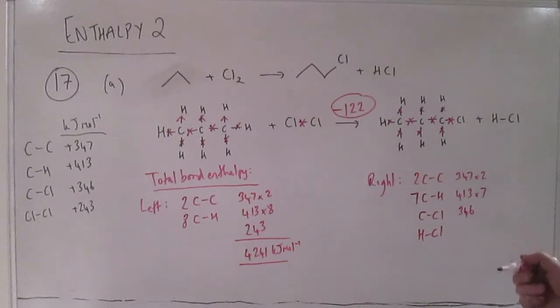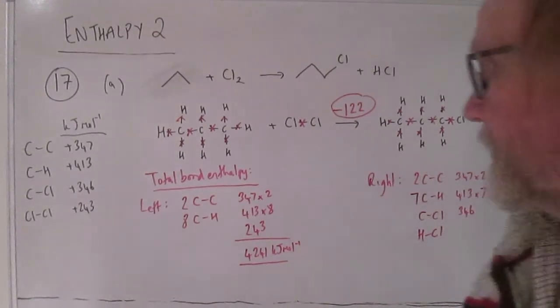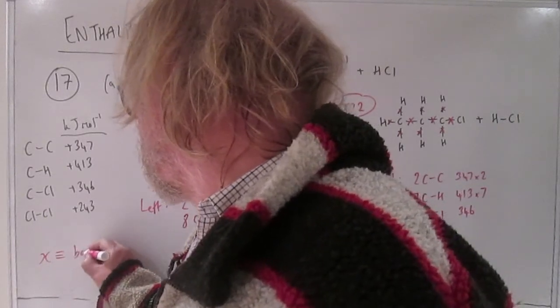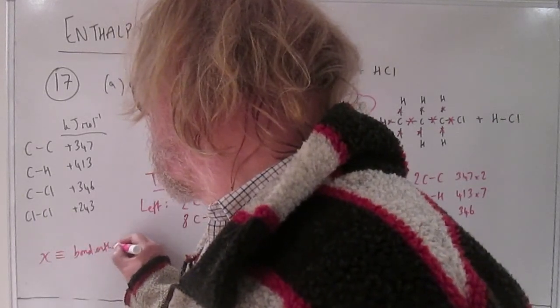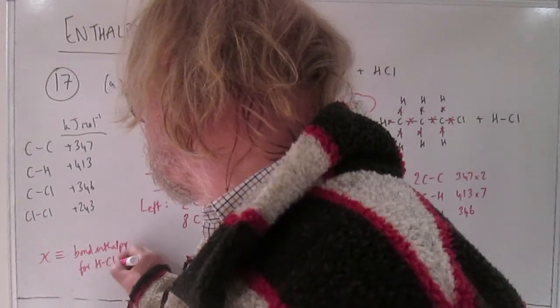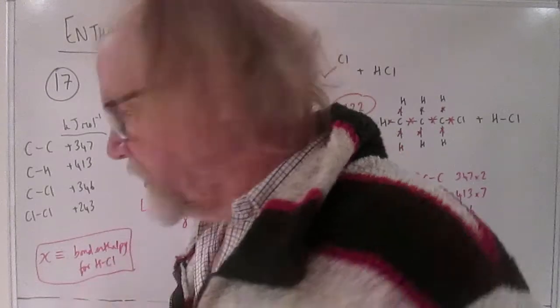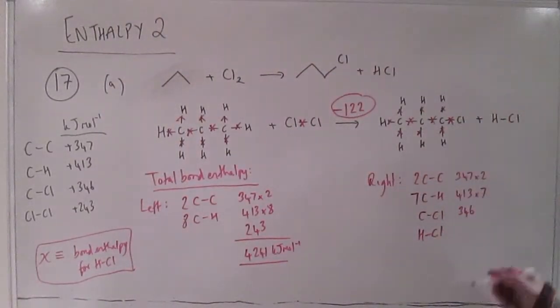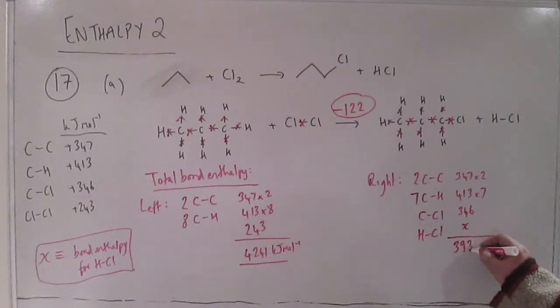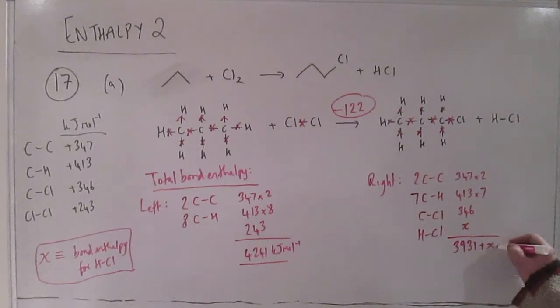So again, we're going to define that. So we're going to say that X is equal to the bond enthalpy for HCl. Okay, so that's the one that we don't know that we've got to find. So that's going to have to be added to this list. And if we add that lot up, we get 3931 plus X on that side, kilojoules per mole.